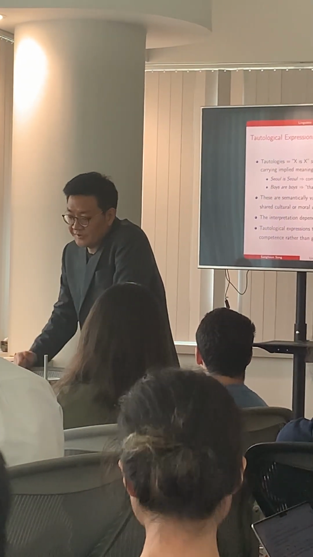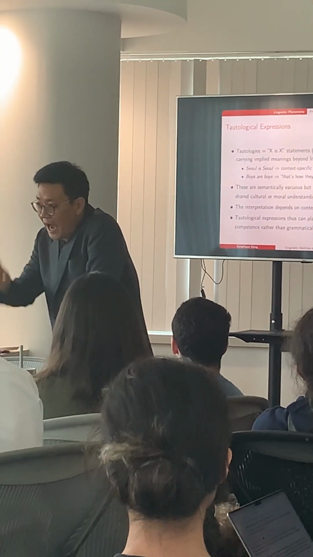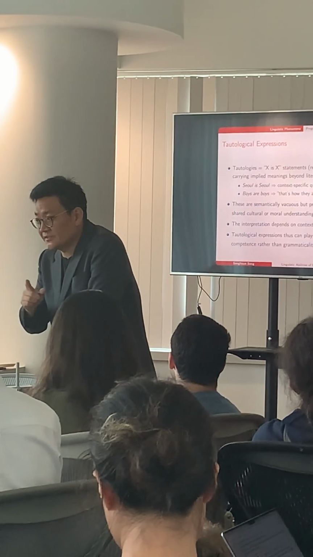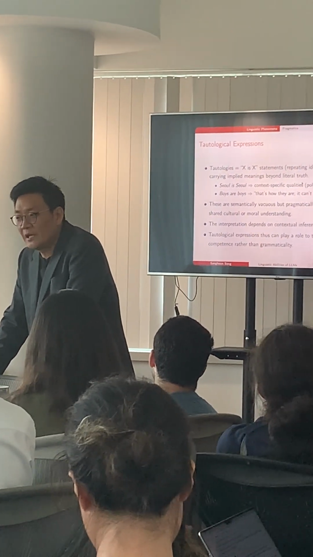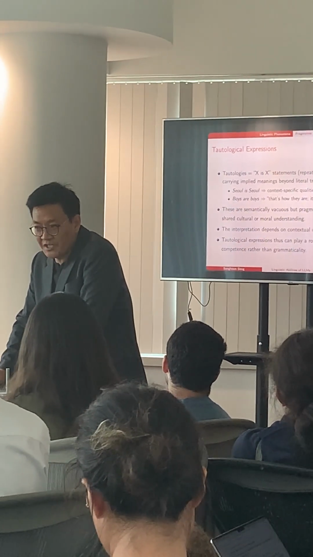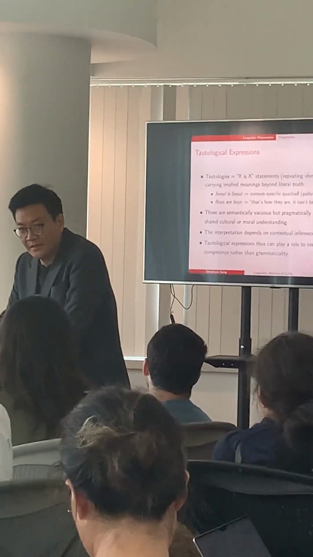The first one is tautological expressions. Tautology itself is quite simple. X is X. For example, Seoul is Seoul. Boston is Boston, or something like that. If I say Seoul is Seoul, I want to say the pollution, a lot of population, some complexity, high wage, or something like that. Okay.